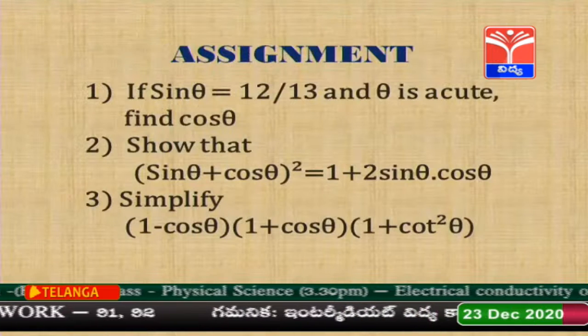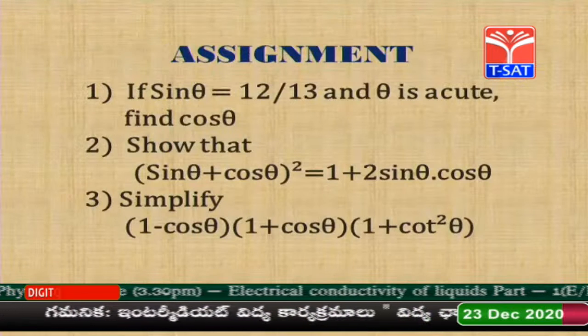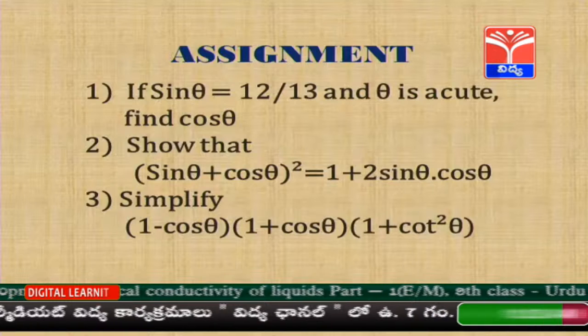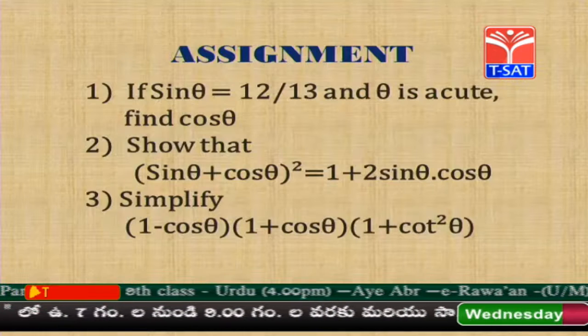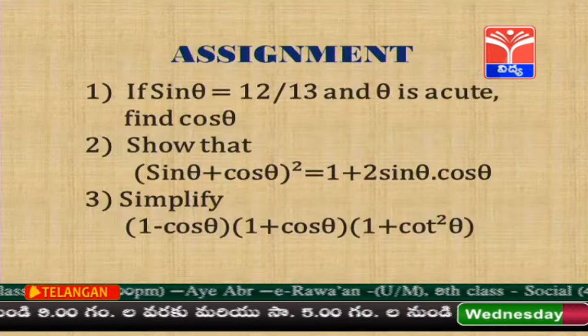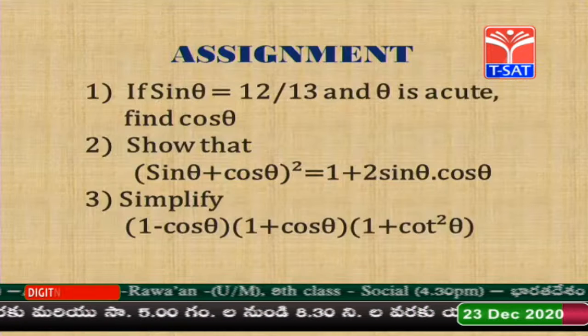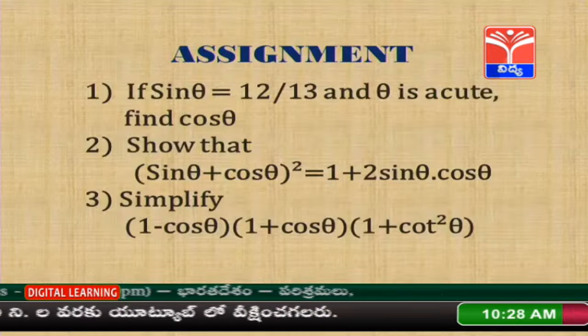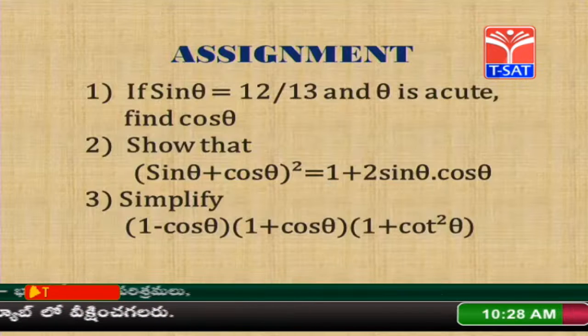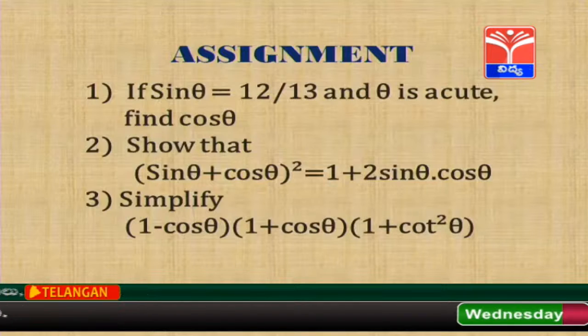Now, a small assignment to you children. If sin theta is equal to 12 by 13 and theta is acute, find cos theta. Second question, show that sin theta plus cos theta whole square is equal to 1 plus 2 sin theta into cos theta. At the same time, simplify 1 minus cos theta into 1 plus cos theta into 1 plus cot square theta. You find out what would be the value.